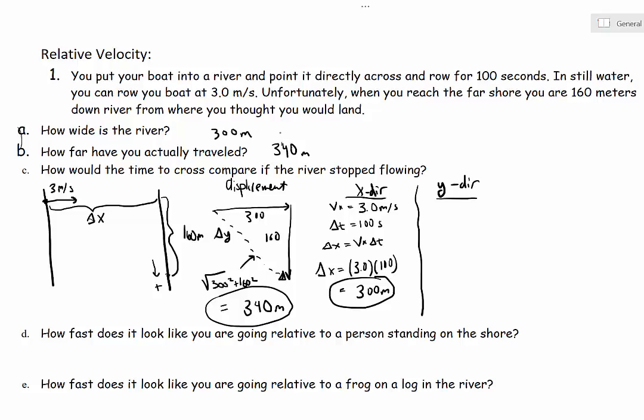Now that was all for x direction stuff. I was able to figure all that out. For part C, how would the time to cross compare if the river were to stop flowing? That's going to be the same time. The time would be the same. Horizontal and vertical motion, x and y, were independent of each other.